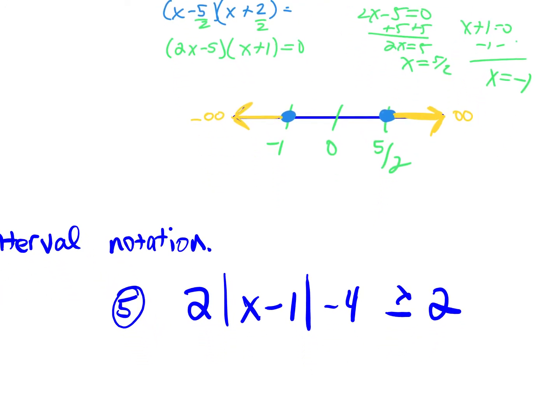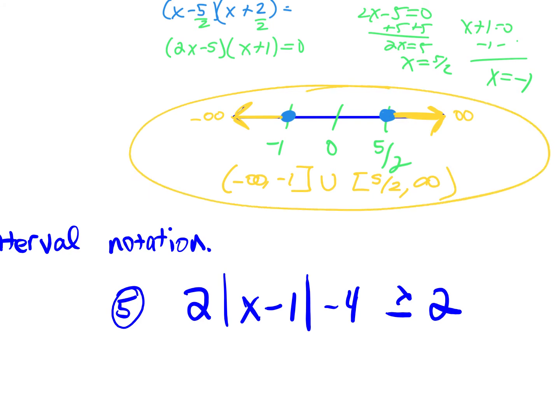So how do I write this? Parenthesis, negative infinity, comma, negative 1, bracket, good, union, bracket 5 over 2, comma, perfect. Good job, guys. Really good job.